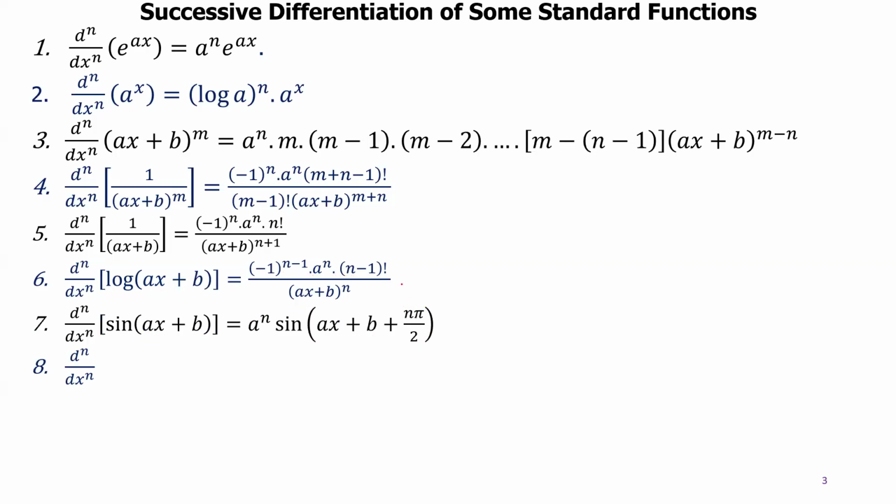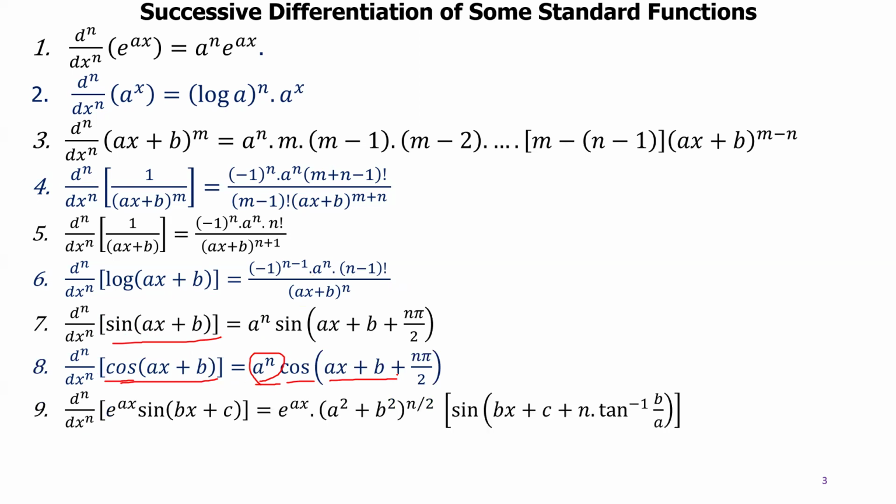Formula number 8, which is similar to the 7th formula, only the sine function is replaced by the cosine function. The formula is the same: the nth derivative of cos(ax+b) is aⁿ cos(ax+b+nπ/2).